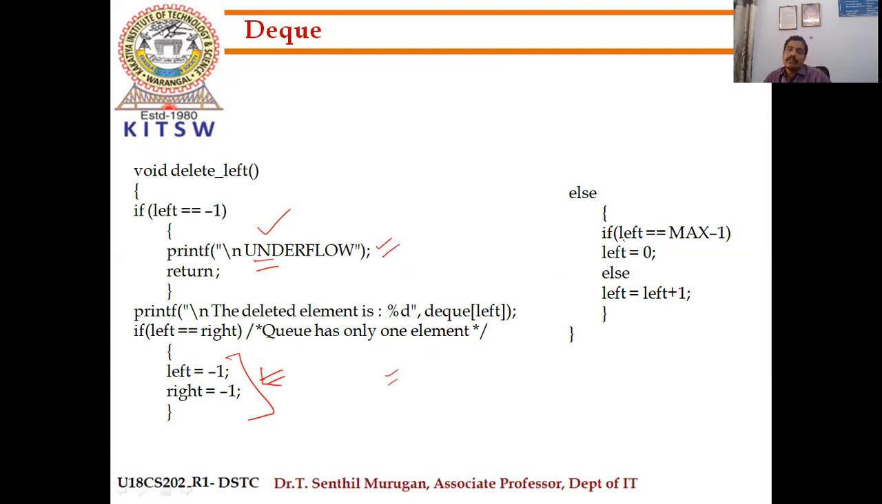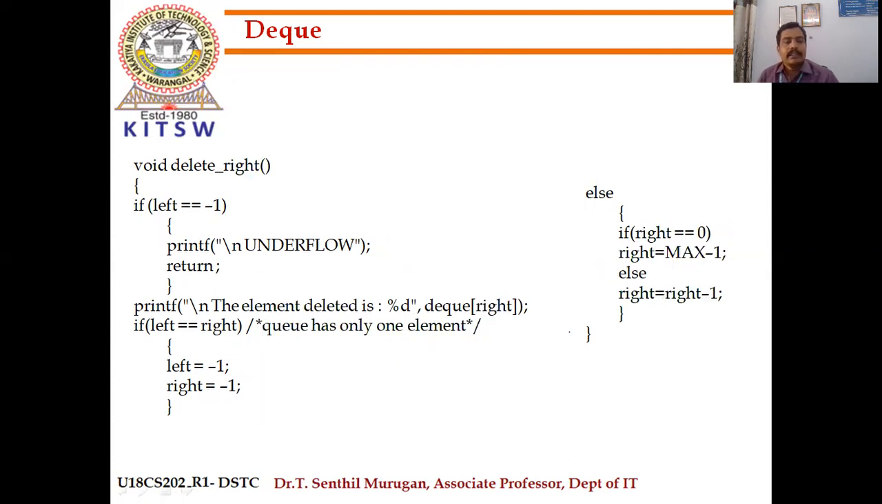Then we have to check left equals max-1. Max-1 means on the right side of the queue, only one element is there, last. Then we have to change it to the 0th location. Else, if all three conditions fail, again we have to change it to left equals left+1. Okay, that is delete left.